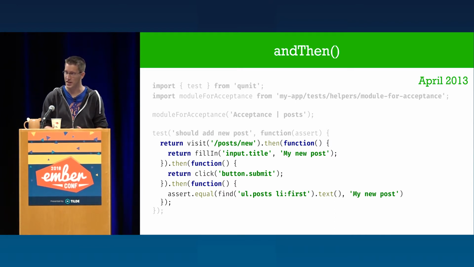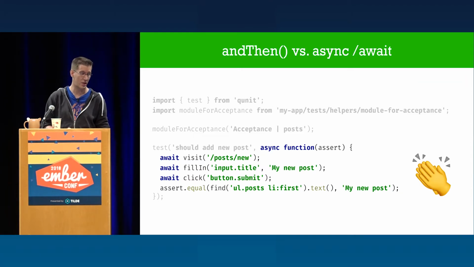We have 2018 now, so 5 years later. And TC39, I think last year or 2 years ago, introduced async functions. That makes it a lot easier to write asynchronous code. And if you compare the promise chains to async await, it looks like this. So a lot more obvious what's going on. The async parts of the test are clearly marked with the await keyword.